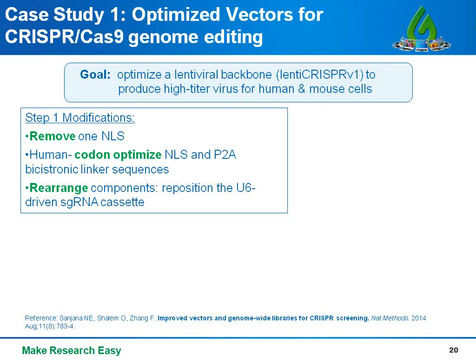So their original vector had 2 nuclear localization signals, but they thought, well, if we want to try to tighten this vector up, make the plasmid a little bit smaller, maybe it'll express better, we could probably afford to remove one of the NLS sequences.